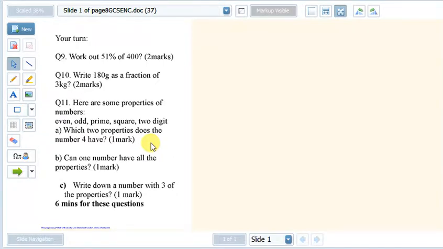Okay, so you've got about just over a minute left for those questions. Now do remember that these are non-calculator.